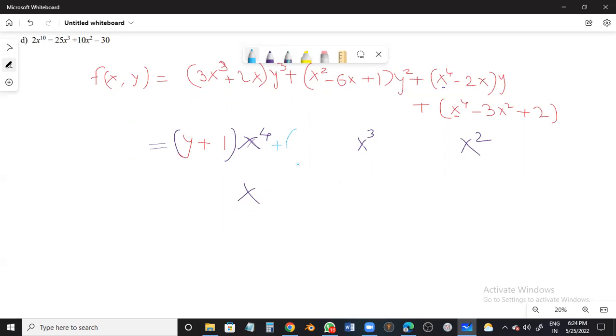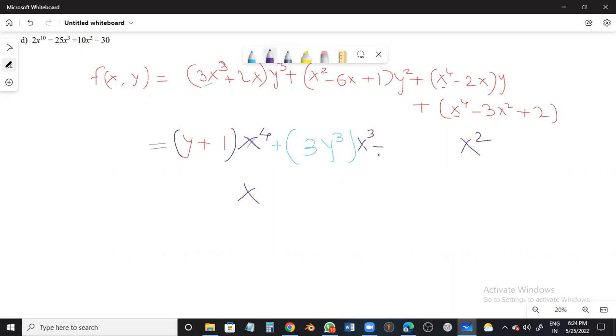What next will I get? Plus. Let me have a bracket again. Let me just go with x cube. I find x cube here. So this is the only place where I find x cube. What is the coefficient of x cube? 3y cube. So I can call it 3y cube. Plus.